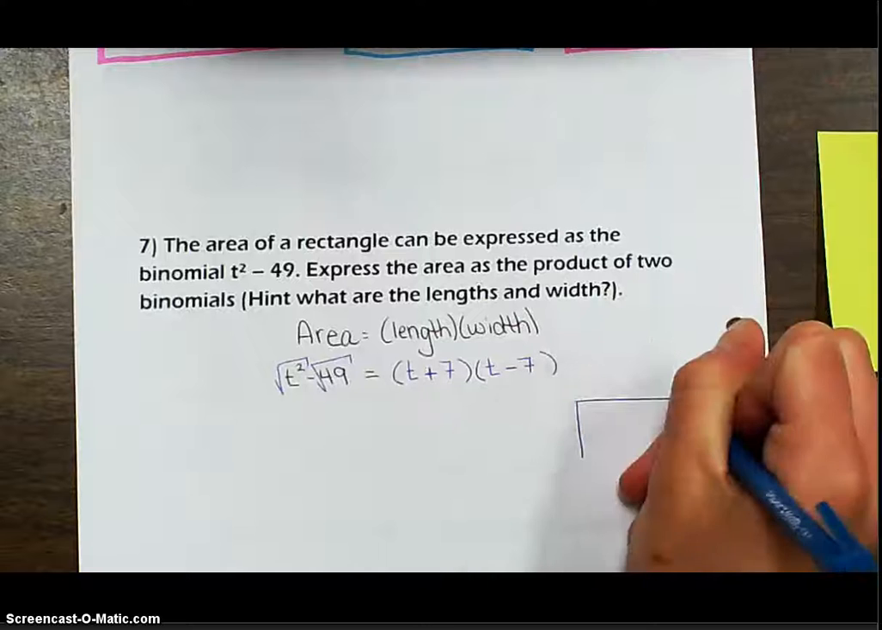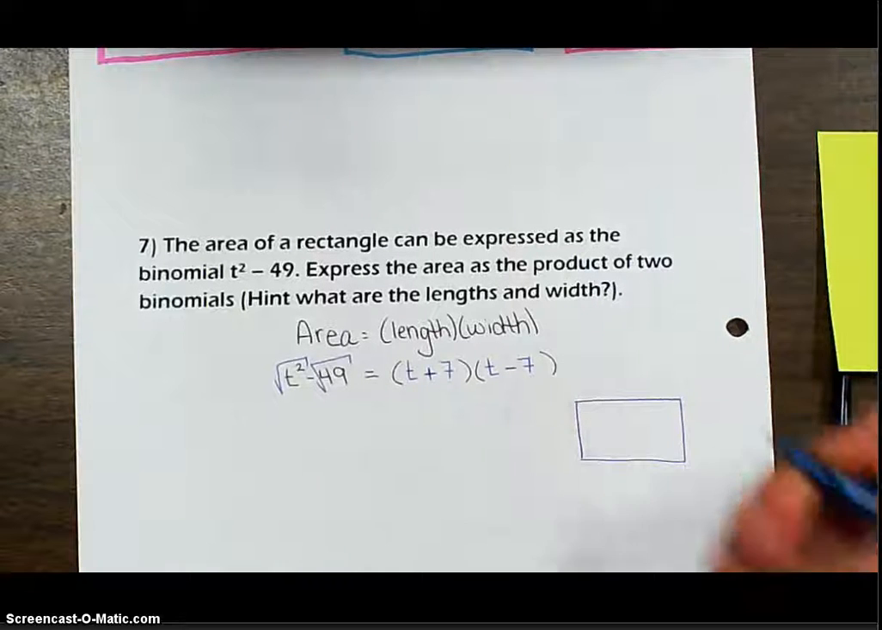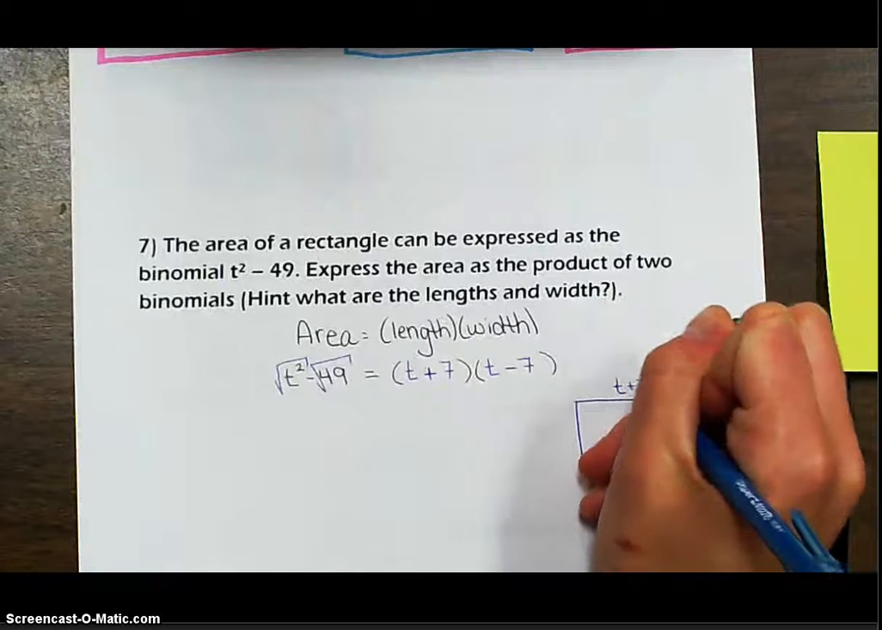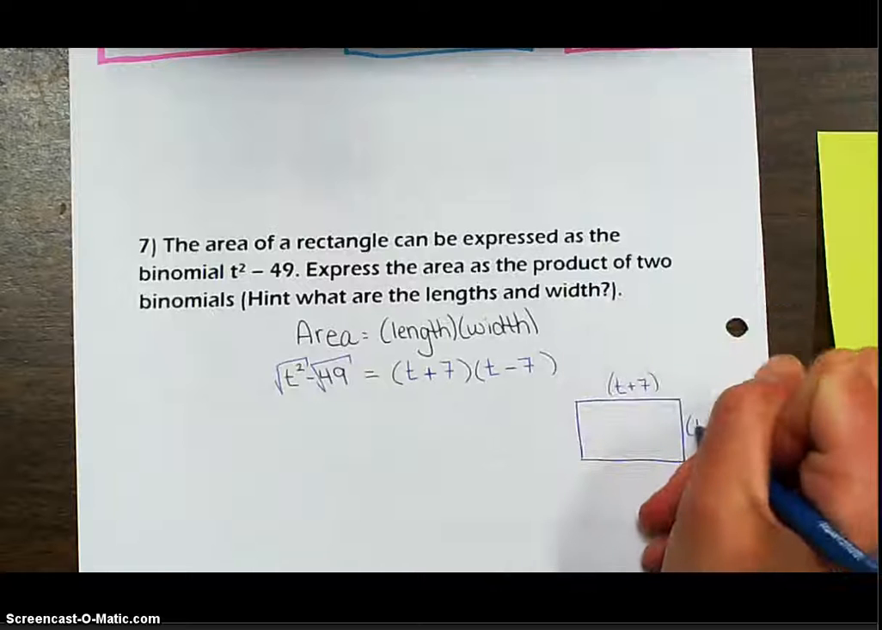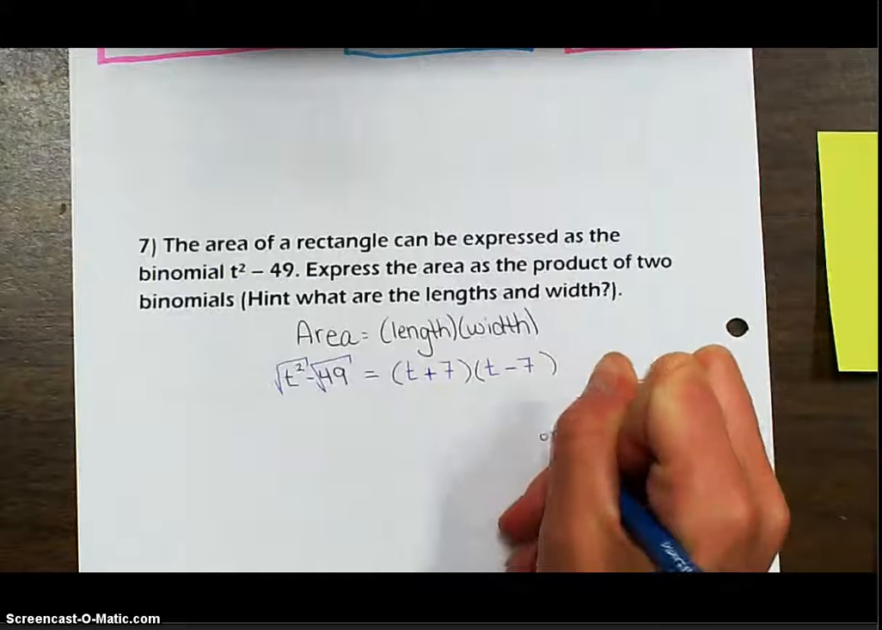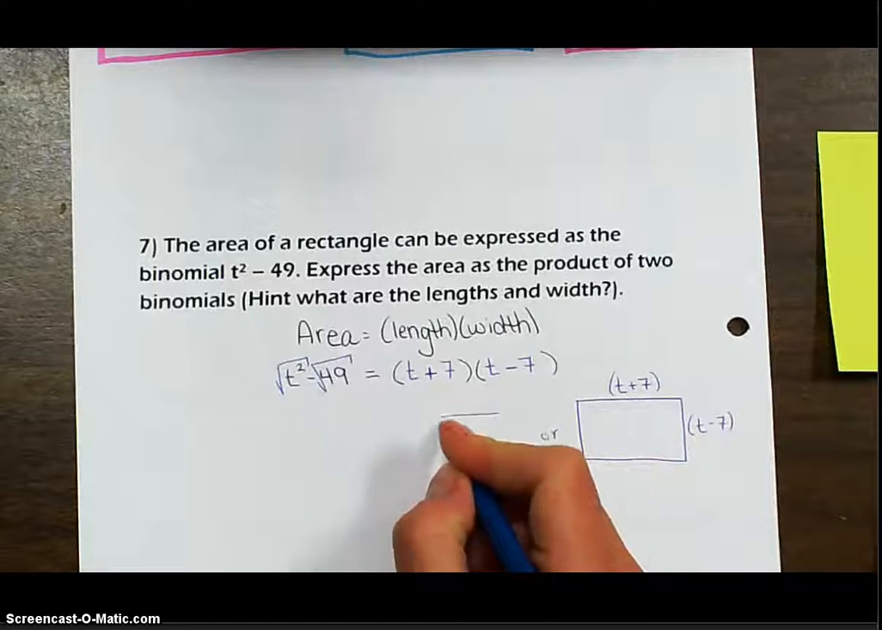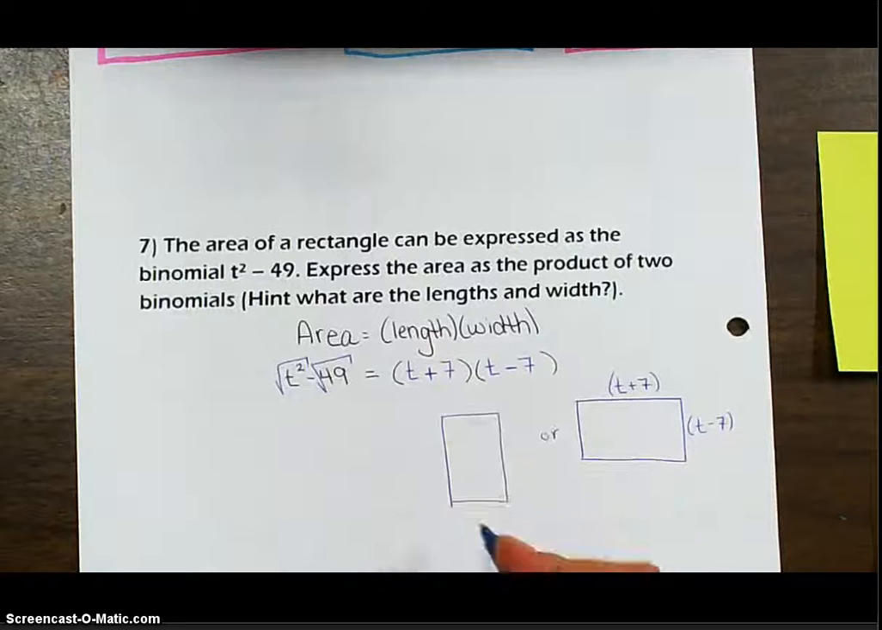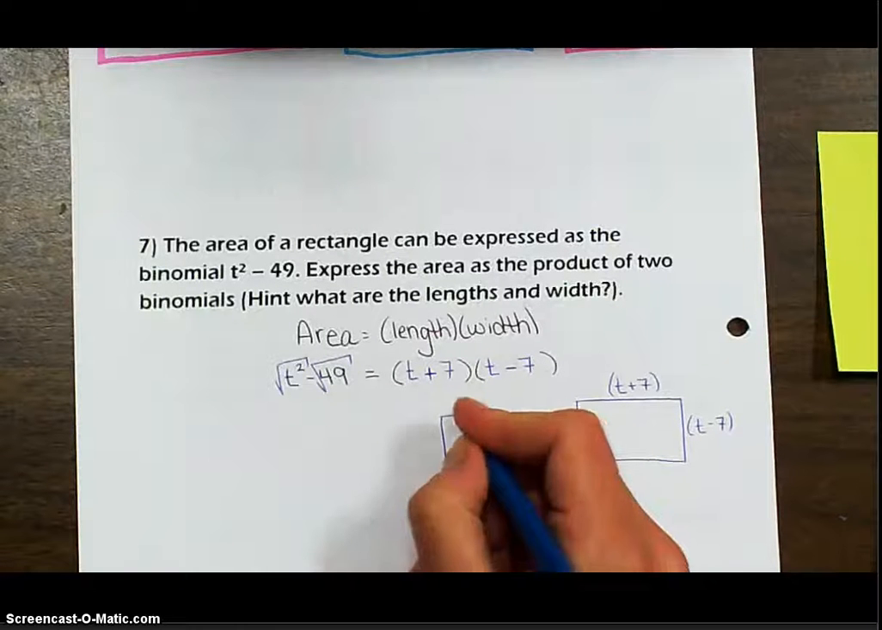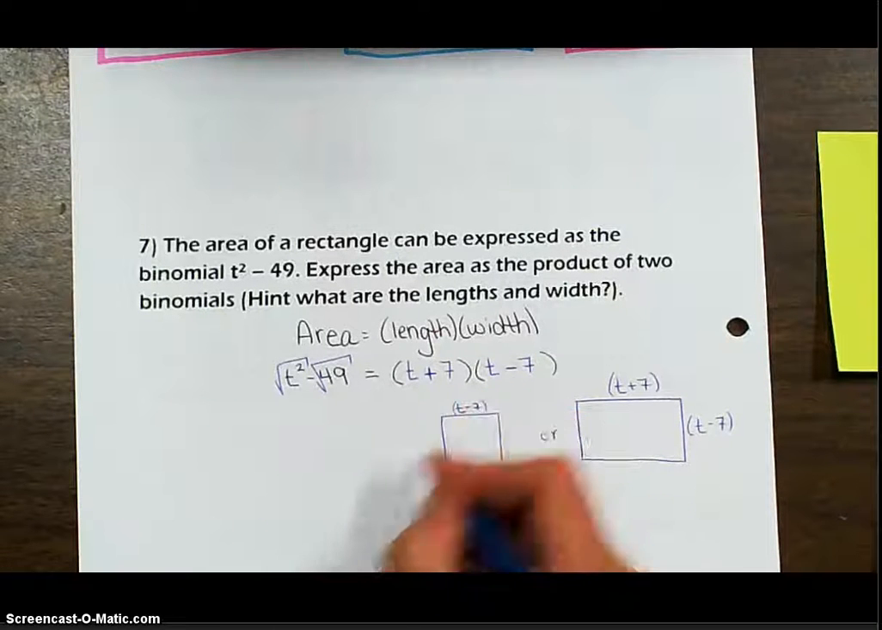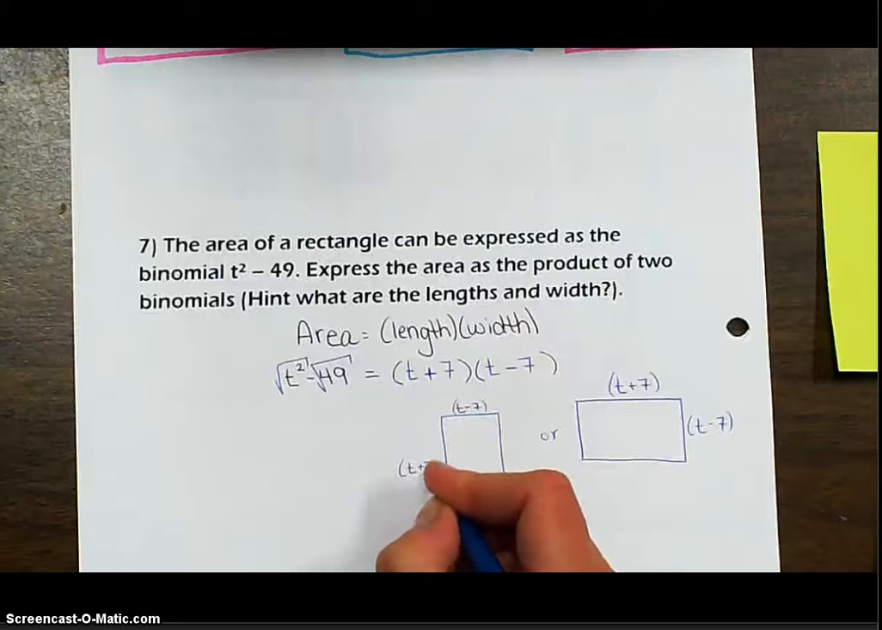So my rectangle would look like this, and I could have t plus 7, t minus 7, or let's say it was actually a tall and skinny one because it didn't specify which is the length or the width. This could be t minus 7, and this could be t plus 7.